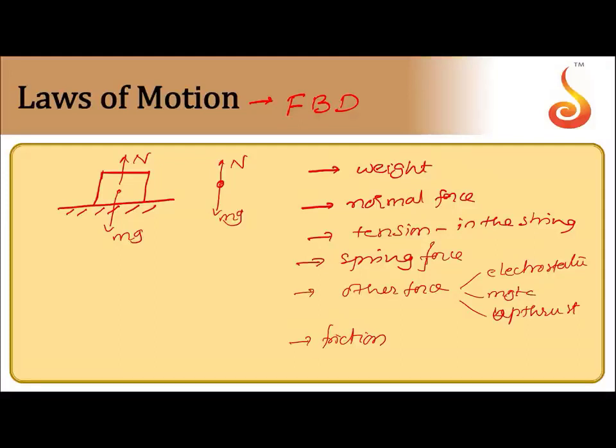So while drawing the free body diagram, follow this sequence: weight, normal reaction, tension, spring force, and any other force, and finally friction. For example, if I consider one more example here, an object which is suspended, then what are all the forces? Yes, you guessed it right, mg down and tension T up, correct?